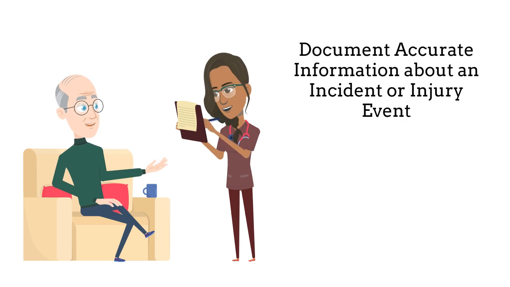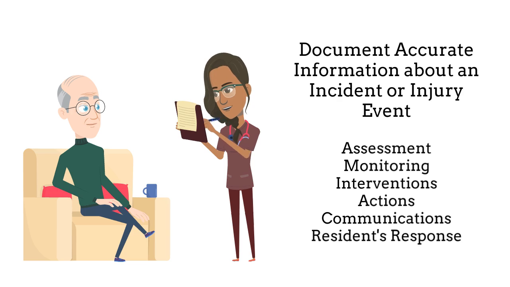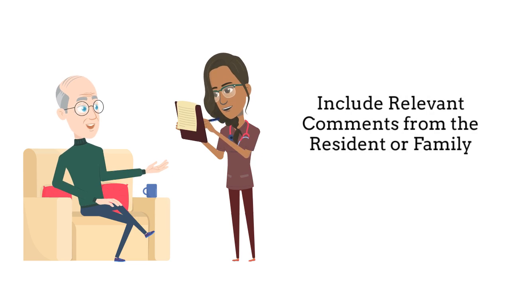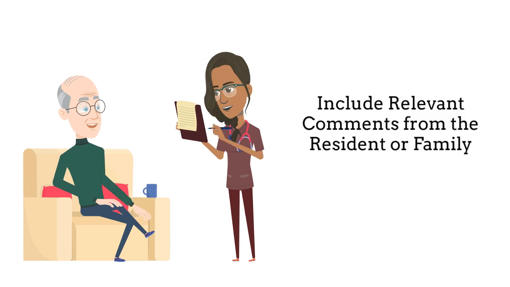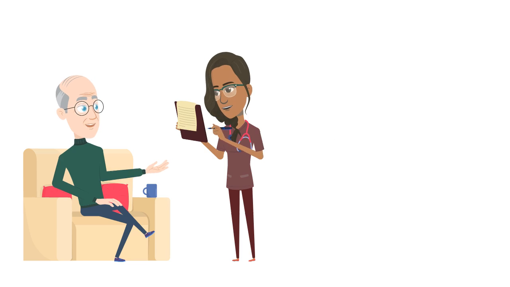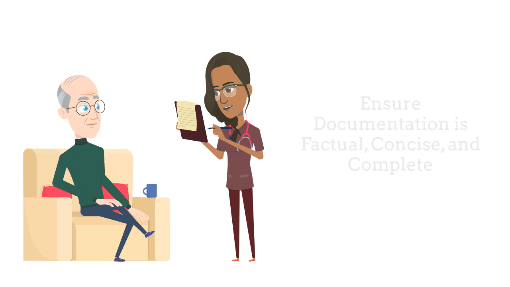Document accurate information about an incident or injury event, including assessment, monitoring, interventions, actions, communications, and the resident's response. Include relevant comments from the resident and family regarding the event, such as, "My family brought my new glasses yesterday. I am having balance issues since I started wearing my new glasses." Ensure that documentation regarding the event is factual, concise, and complete.